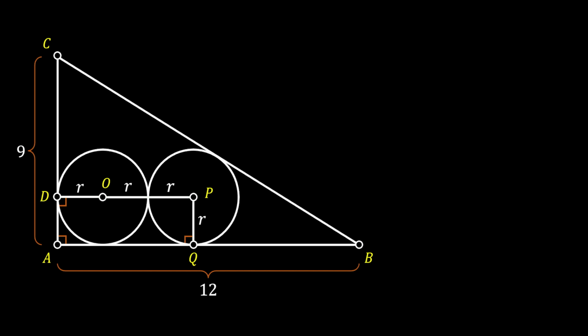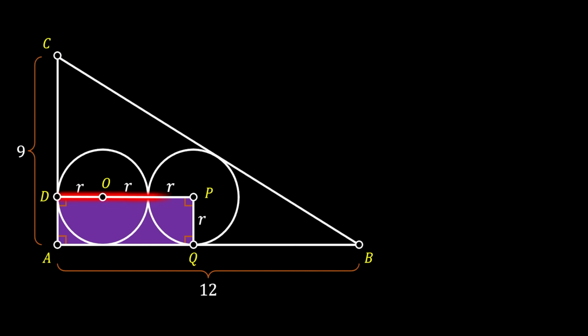Now let's set our attention to this quadrilateral ADPQ. You can notice that it has three right angles, so that means that the angle at the point P must also be the right angle. From this, we can conclude that ADPQ is actually a rectangle. We can use this in our favor.